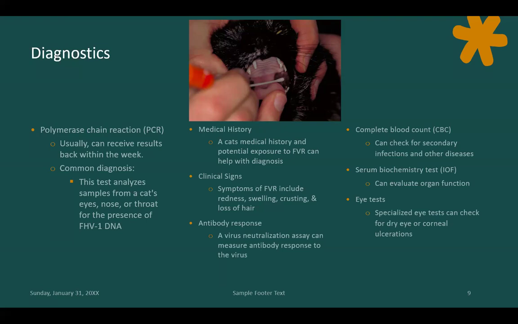Clinical signs: symptoms of FVR can include redness, swelling, crusting, and loss of hair. Antibody response: a virus neutralization assay can measure antibody response to the virus. A CBC, which is a complete blood cell count, can check for secondary infections and other diseases. A serum blood biochemistry test can evaluate organ function. And then eye tests: specialized tests can check for dry eye or corneal ulcerations.